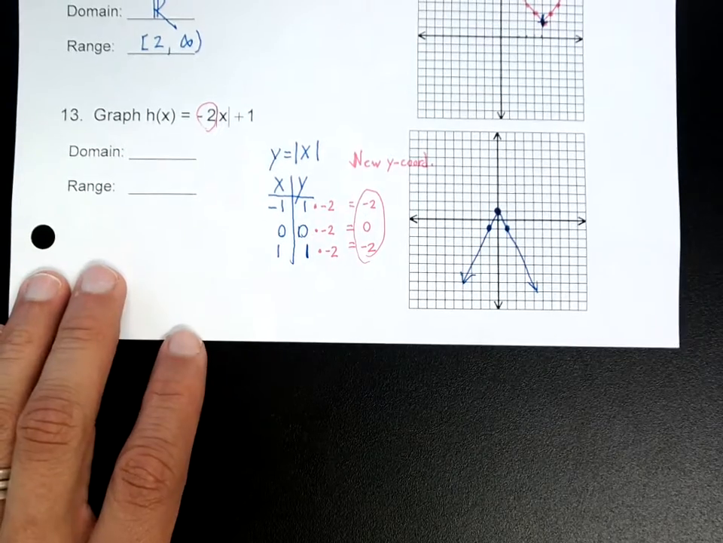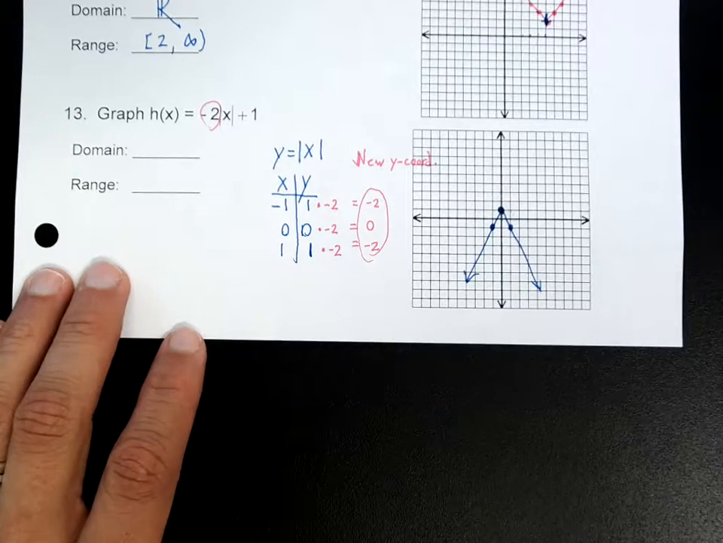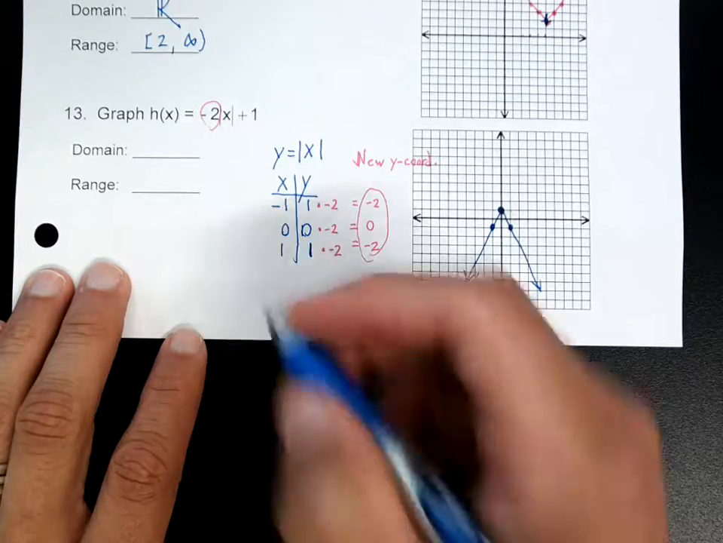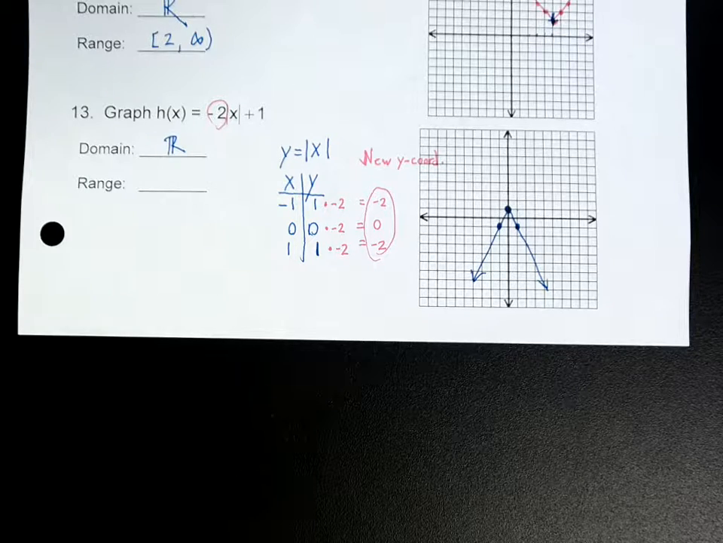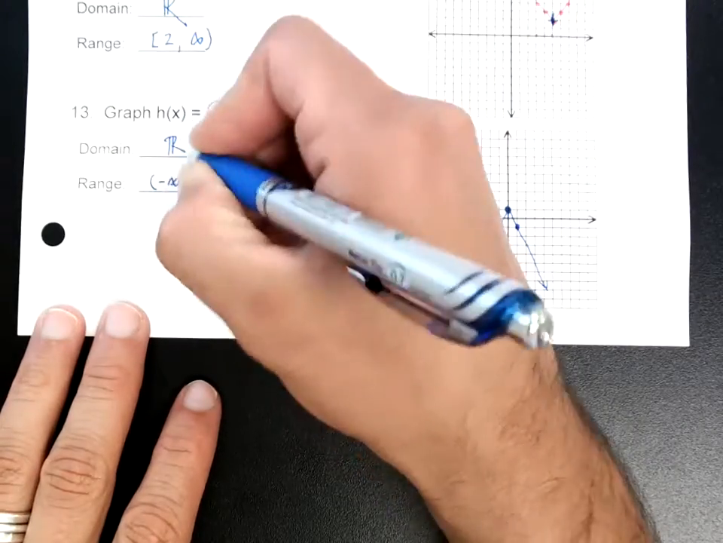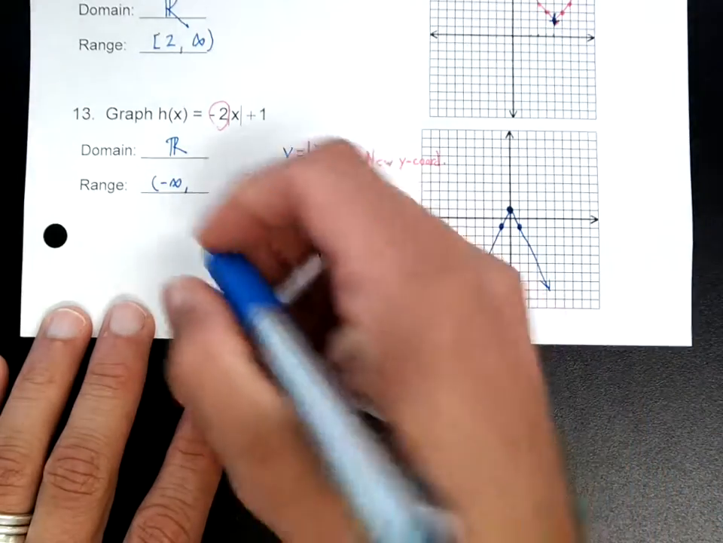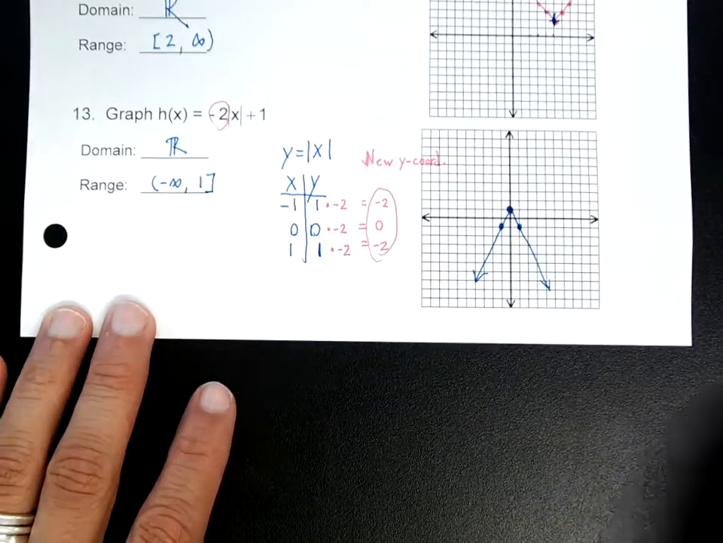What's the domain? Say it louder. This is all real numbers, again because even though it's opening down, it's covering everything. What's my lowest point? Do I have a lower point? This is negative infinity because I don't have one, really. It just keeps going on. Those arrows mean I keep going down. What is my highest point? 1. Correct, and that's including 1. Okay, so that's that.